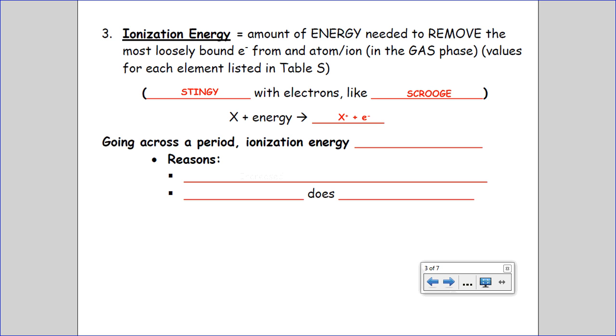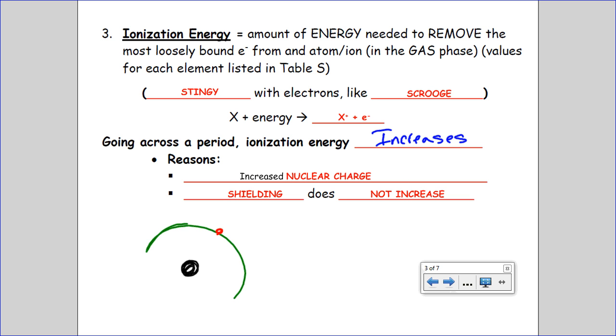If you go across a period, ionization energy increases. As you go from left to right, it gets harder and harder to take an electron away from an atom. Why? Because there's an increase in the nuclear charge as you go from left to right, and shielding does not increase. So the pull between the nucleus and the valence electrons, all the way out here, gets stronger as you go across a period. Since it's being held on harder, it takes more energy to take away that electron from the outside shell.